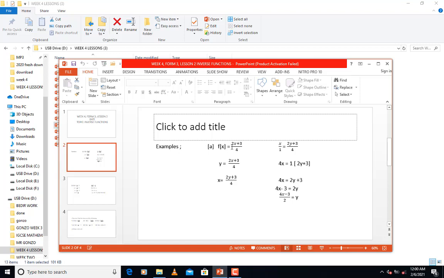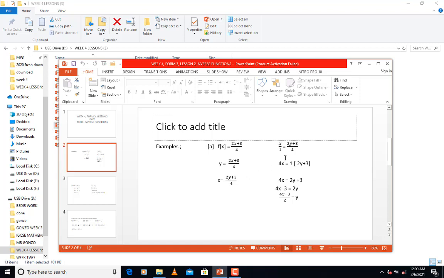Now in this concept, we are still going to use the same 3 steps which I outlined in the previous lesson. Step number 1, remove f of x and replace with y. Then it becomes y is equals to 2x plus 3 over 4. Then after that, interchange or swap x and y. So here there was x, I have swapped, there is now y. Here there was y, I have swapped, there is x. Then we have x is equals to 2y plus 3 over 4.